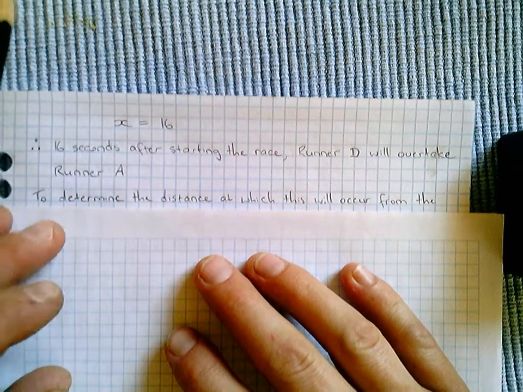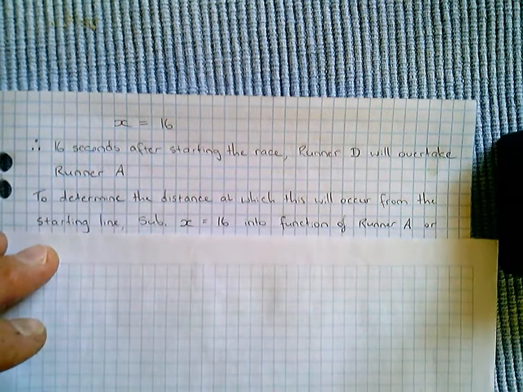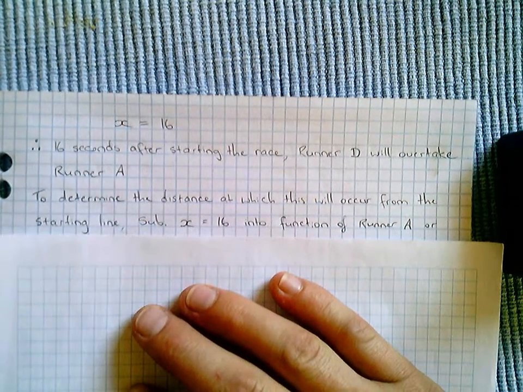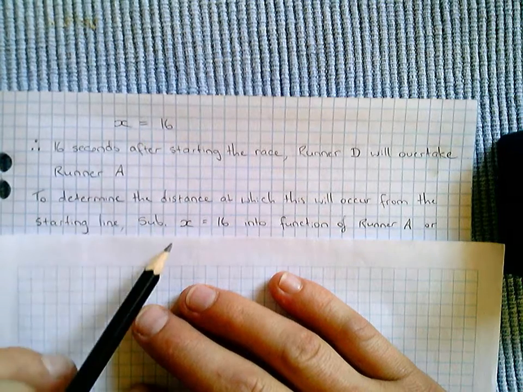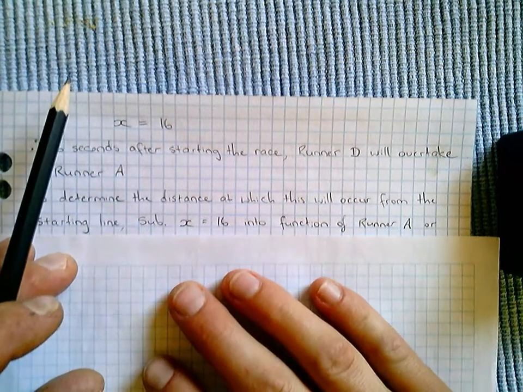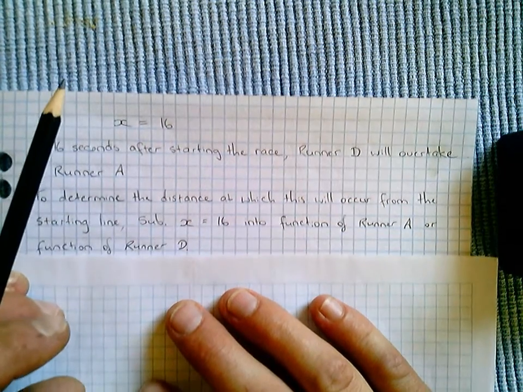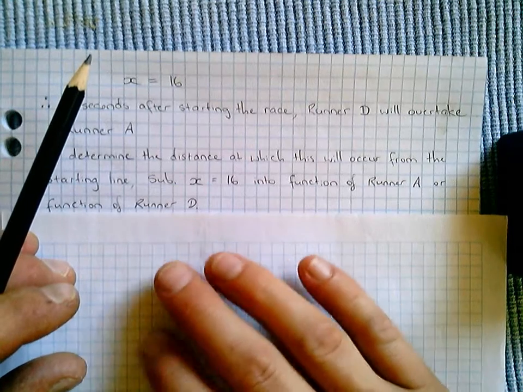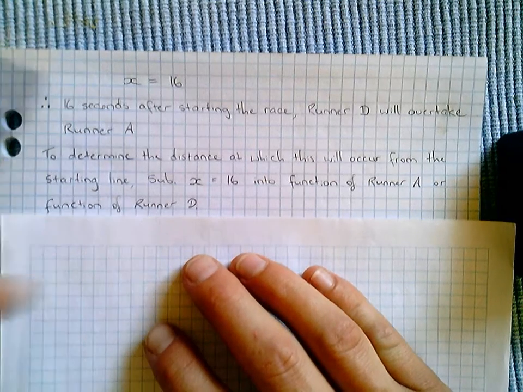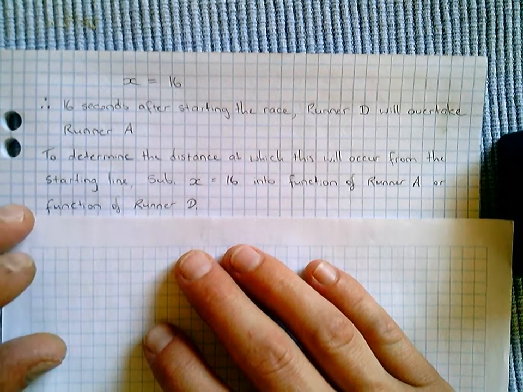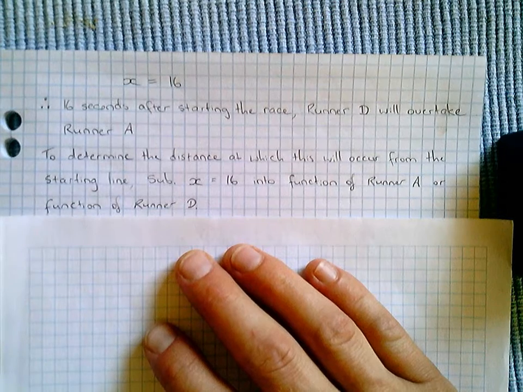Now, to determine the distance at which this will occur from the starting line, we need to substitute that value of 16, x equals 16, into one of the functions for runner A or runner D. And that will give me the y value for the intersection point, which is where the overtaking occurs.